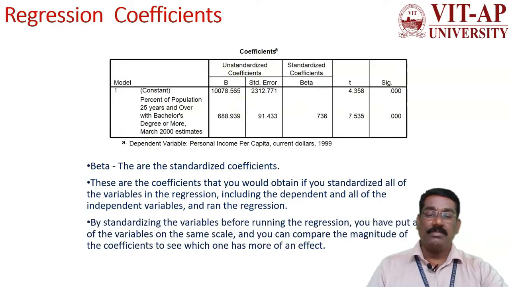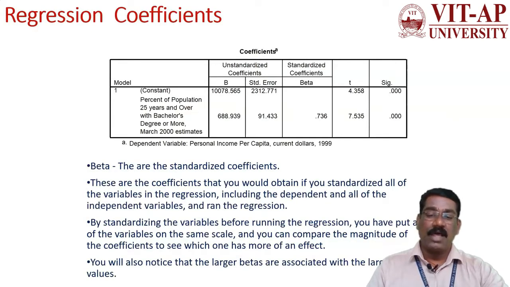By standardizing the variables before running the regression, you put all of the variables on the same scale, and you can compare the magnitude of the coefficients to see which one has more of an effect on the dependent variable. So this is a very good statistical tool whereby we can predict the value of each independent variable and see how significant or important it is in predicting the dependent variable. In many business contexts, we can run this multiple regression analysis to predict the latent dependent variable. You will also notice that larger betas are associated with larger t values. That's the thing. If it is so significant, we have a larger t value.